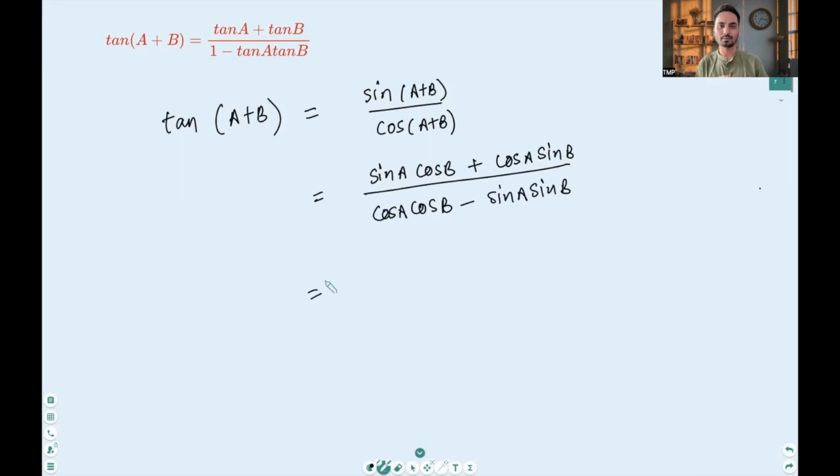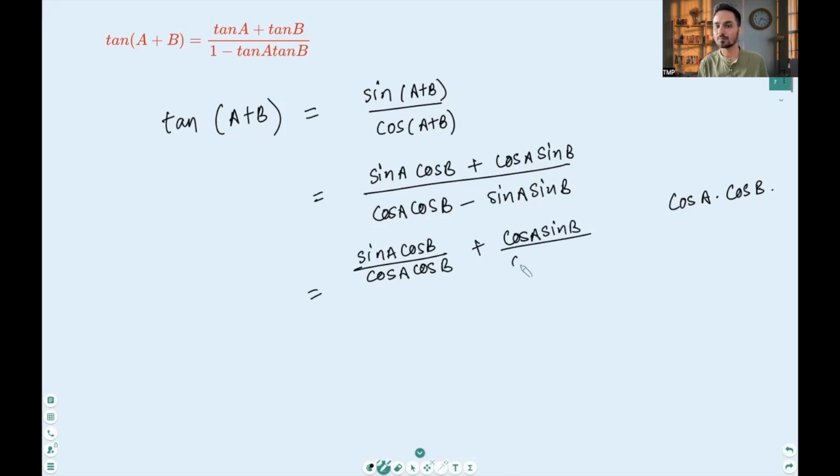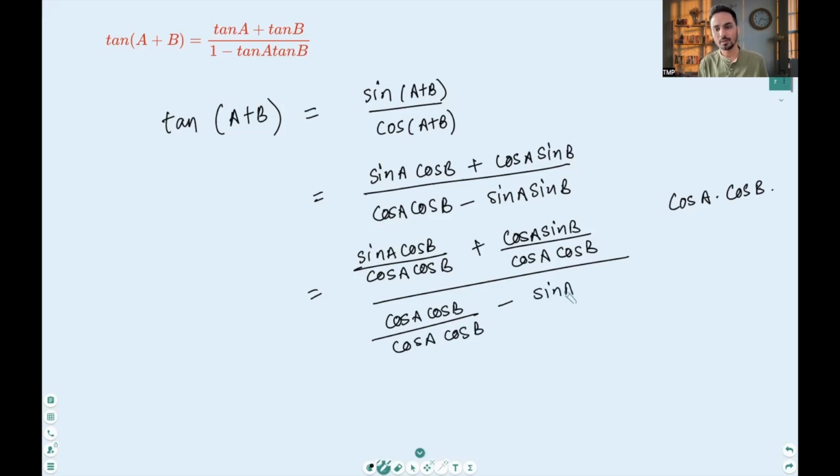And in order to get all the terms in terms of tan, we can divide the numerator and denominator with cos A times cos B. So dividing the numerator and denominator with cos A cos B. So dividing the first term, sine A cos B divided by cos A cos B, plus cos A sine B divided by cos A cos B, over cos A cos B divided by cos A cos B minus sine A sine B divided by cos A cos B.